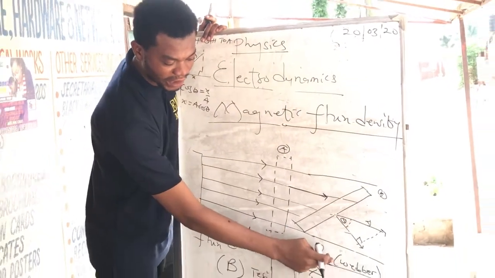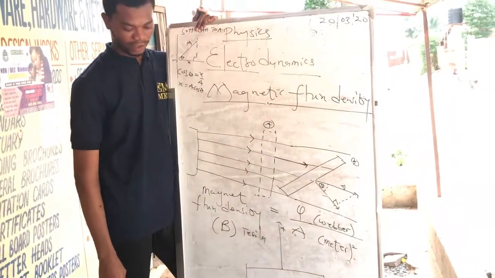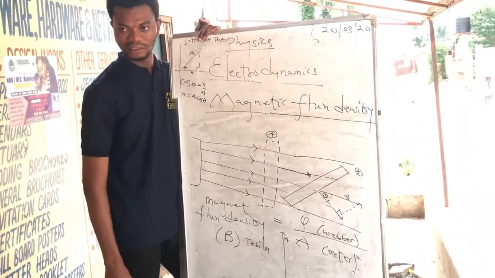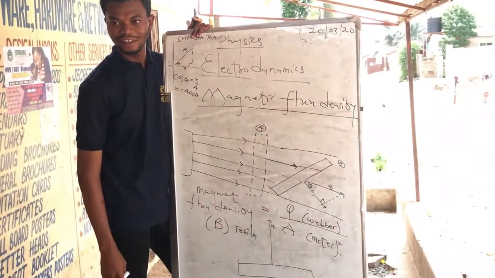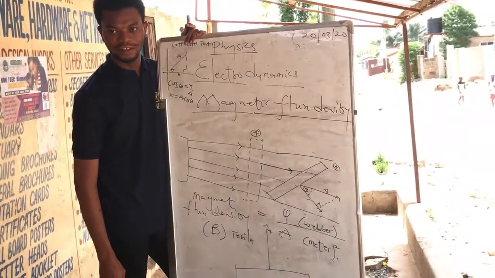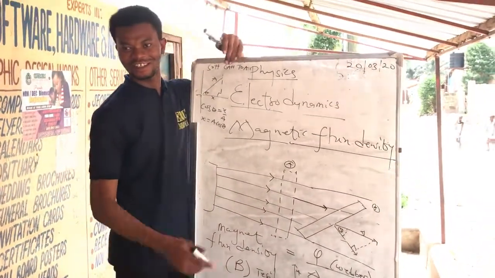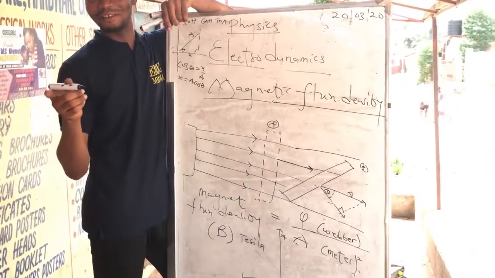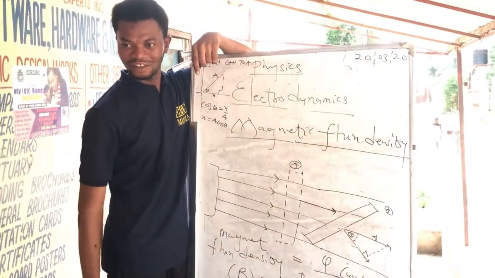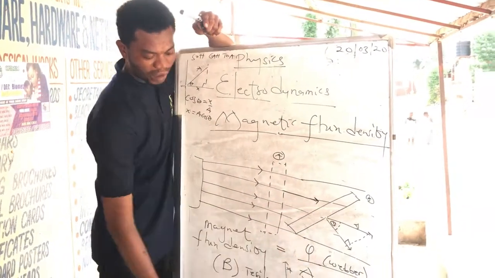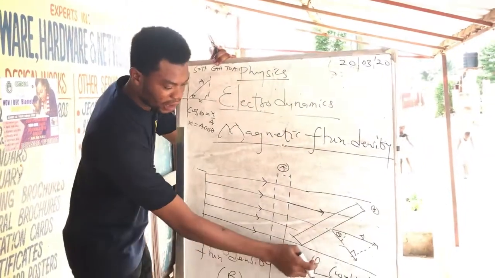Now the flux is measured in Weber, and the area is in meters squared. The flux density is measured in Tesla. So 1 Tesla is what? One Weber per one meter squared. So simple, right?